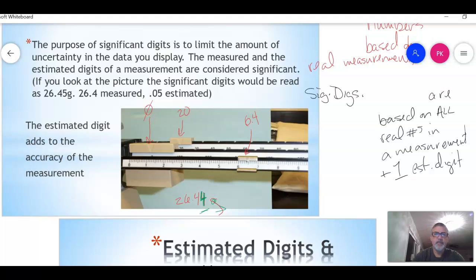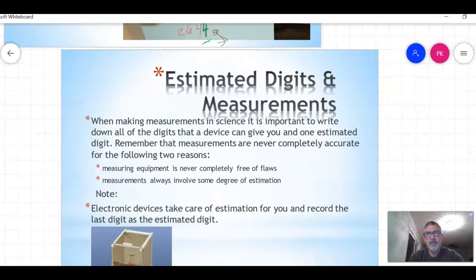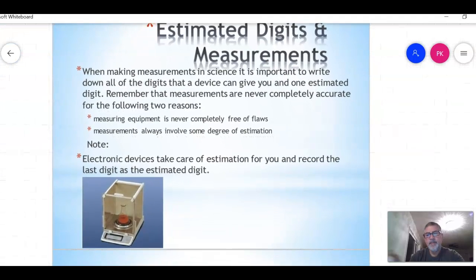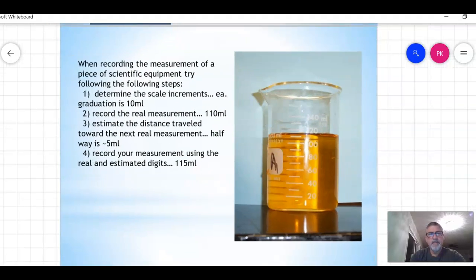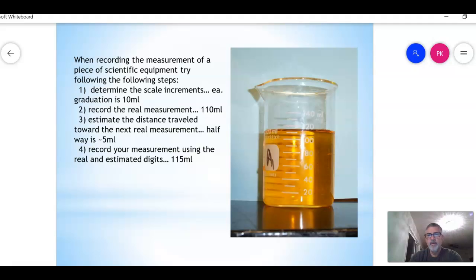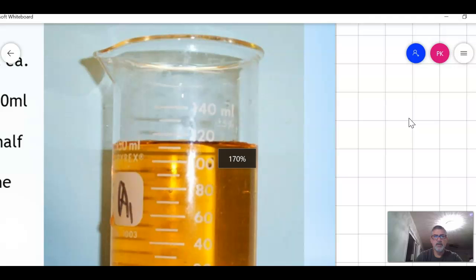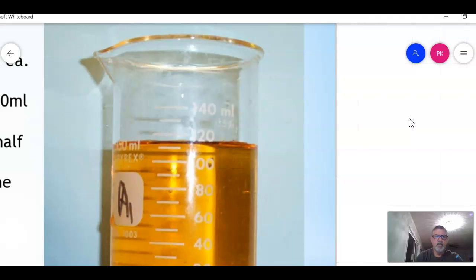All right. If you use an electronic balance, they take care of it for you. All right. So if I was to look at this one, let's take a look at this. So when you estimate, if I take this to real measurements, right?